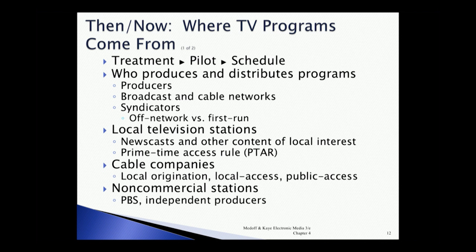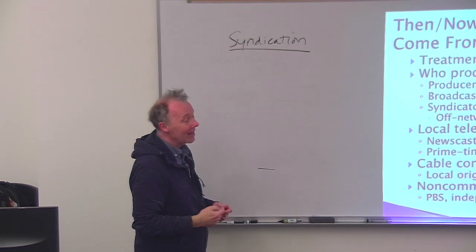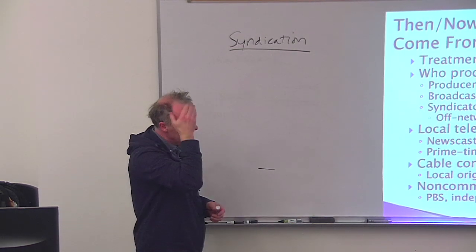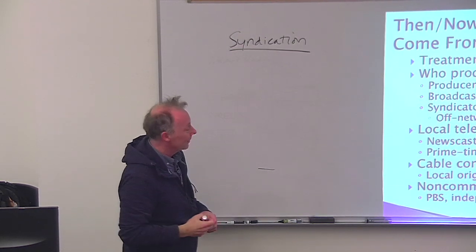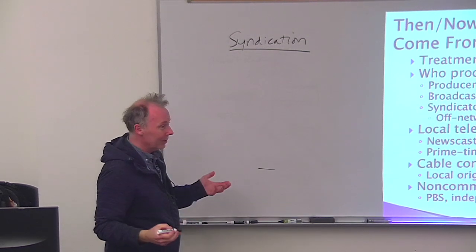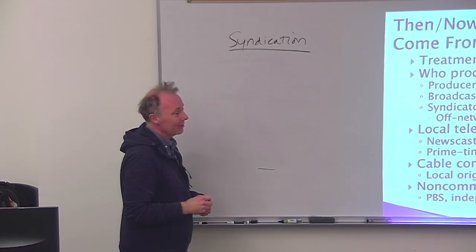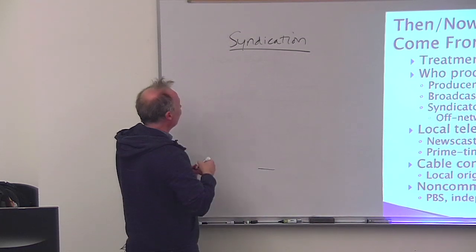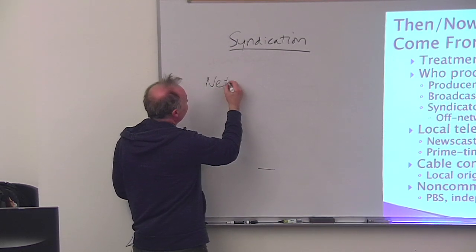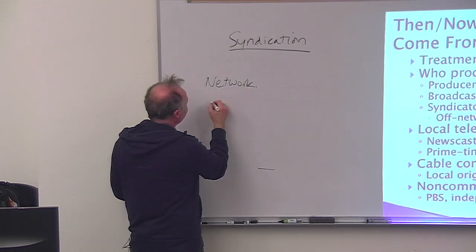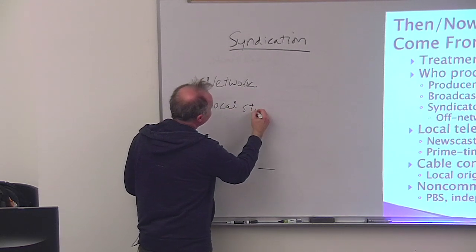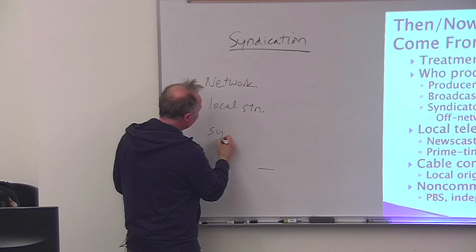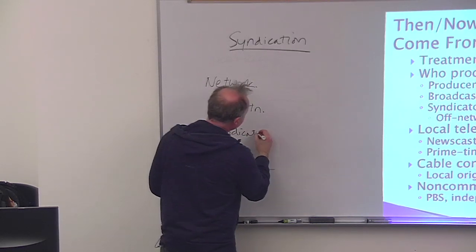If you listen to commercial radio on Saturday, you may hear America's Top 40, or you may hear House of Blues in the Bay Area. Television and radio programs originate in a few places. You can get them from the network, from a local station, or from a syndicator. That's basically it.